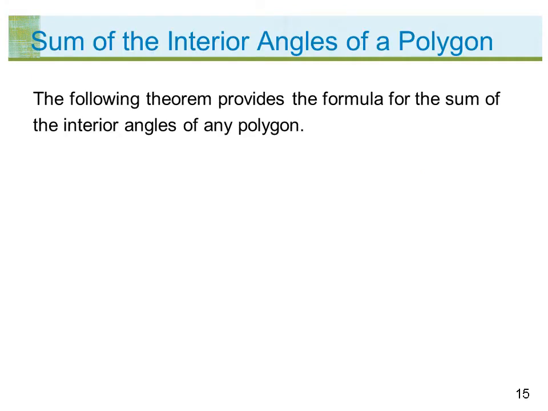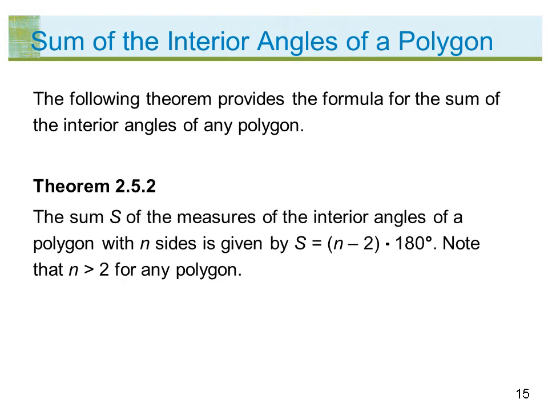The following theorem provides the formula for the sum of the interior angles of any polygon. Theorem 2.5.2. The sum, S, of the measures of the interior angles of a polygon with n sides is given by S equals the quantity n minus 2 times 180 degrees. Note that n must be greater than 2 for any polygon.